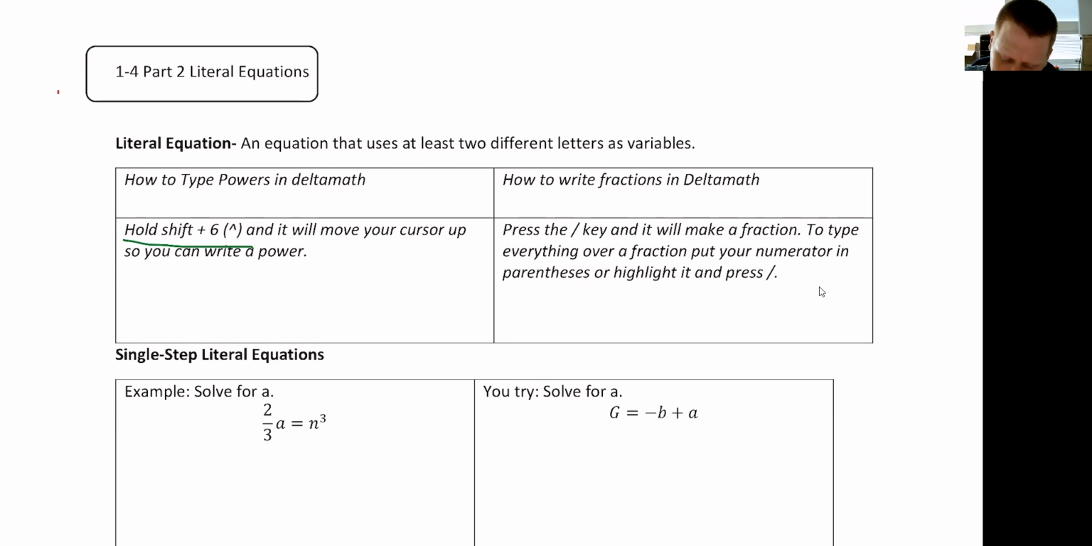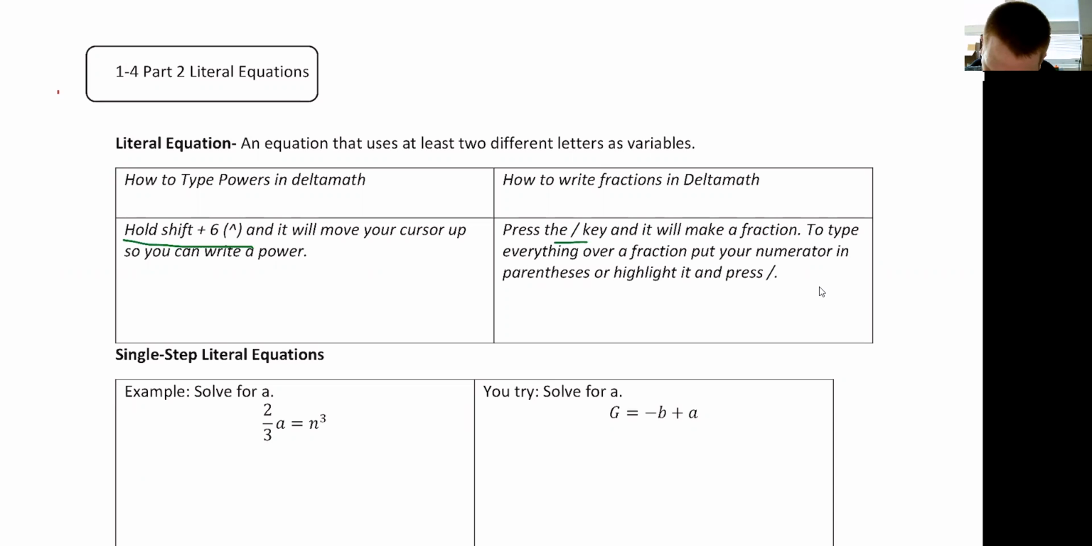Another thing you might need to do in this section is type fractions. You press the slash key to do a fraction, but one thing you do need to be careful of: if you need to put more than one thing in a fraction, you either need to put the top of your fraction in parentheses, or highlight it and then press the slash. It'll put the whole thing over a fraction.